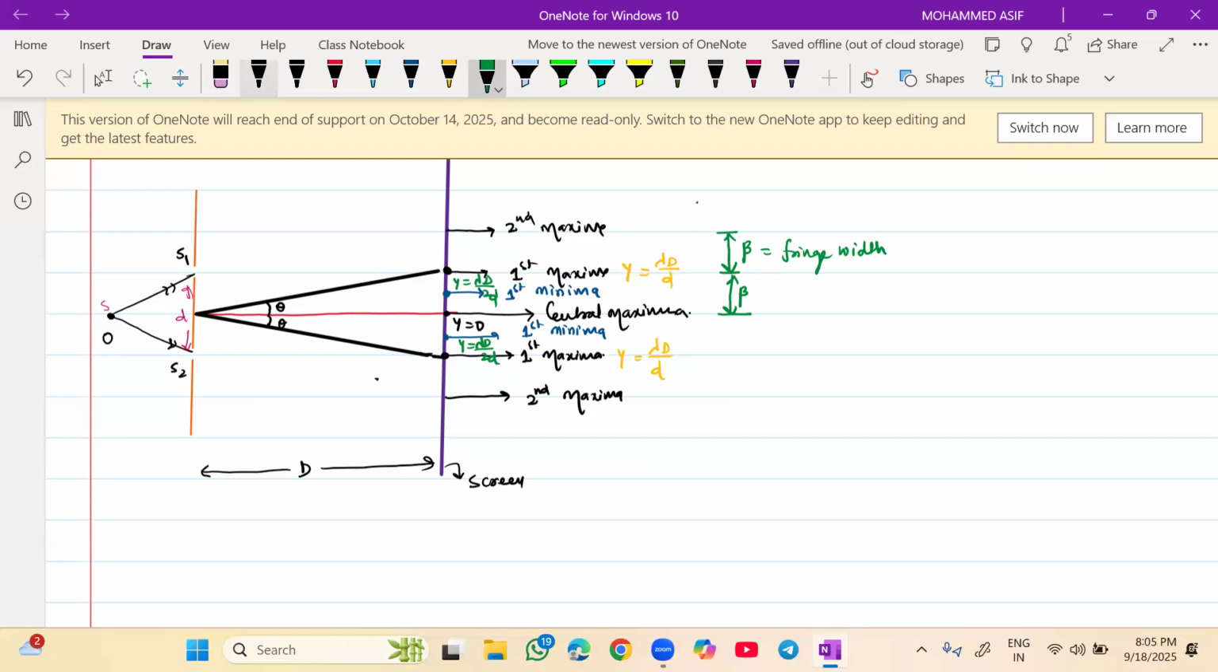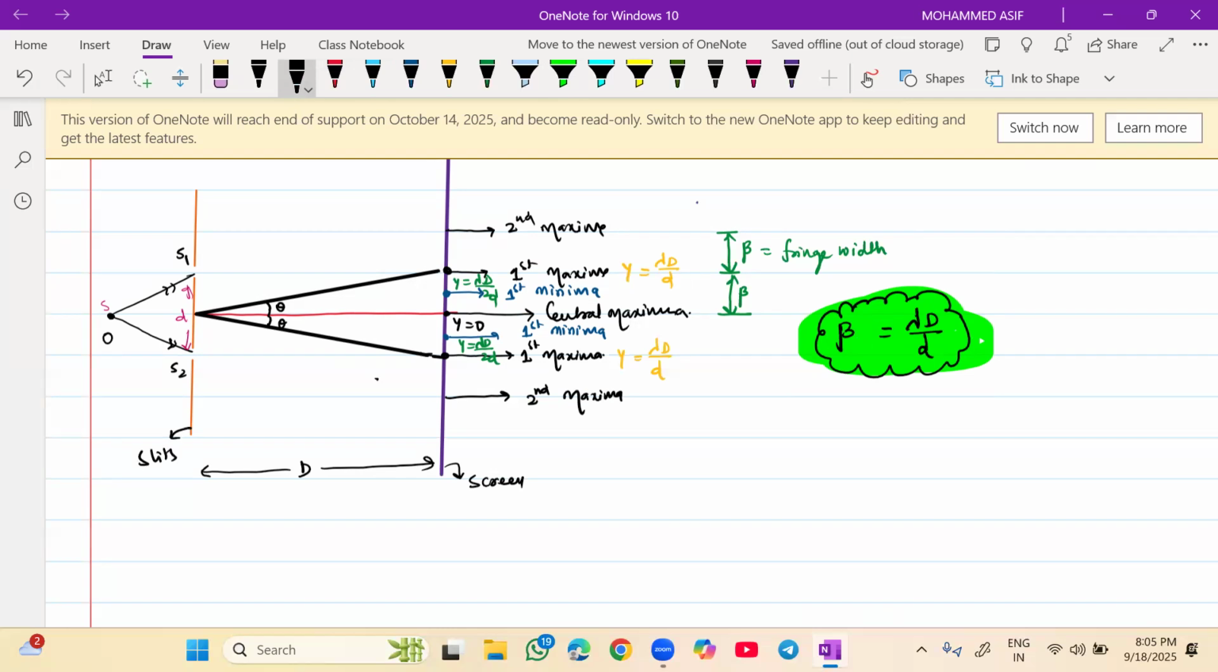Do you remember the formula for fringe width? Fringe width is a very important formula: beta is equal to lambda into capital D divided by small d. Remember, fringe width is the distance between two maxima or two minima. Beta is equal to lambda into capital D divided by your small d. What is small d? Small d is the distance between S1 and S2. Capital D is the distance between the slit and screen. This is the slit and this is the screen, and the distance between the two is capital D.